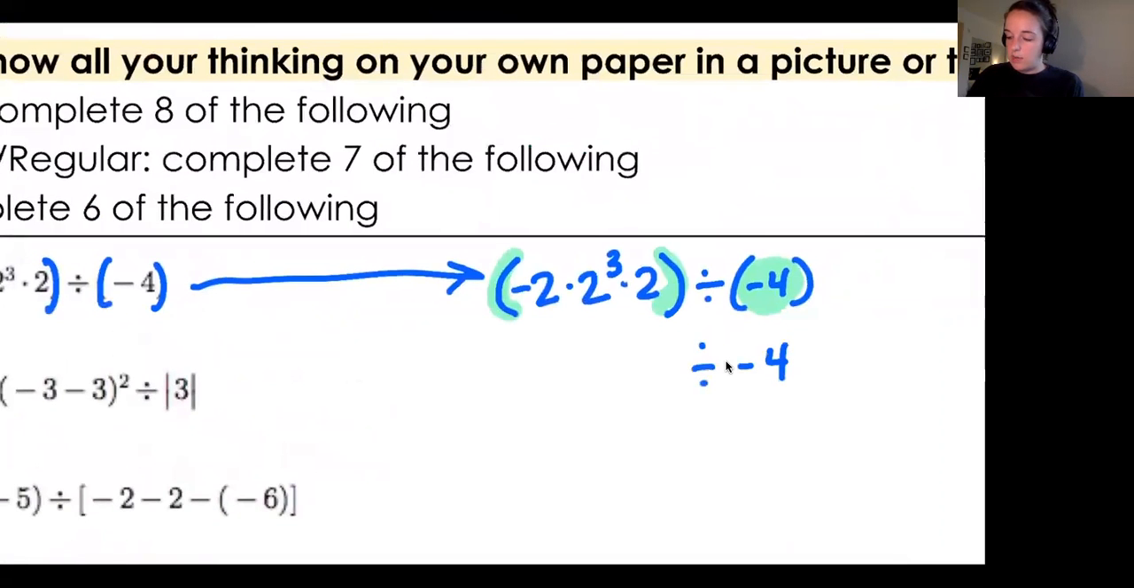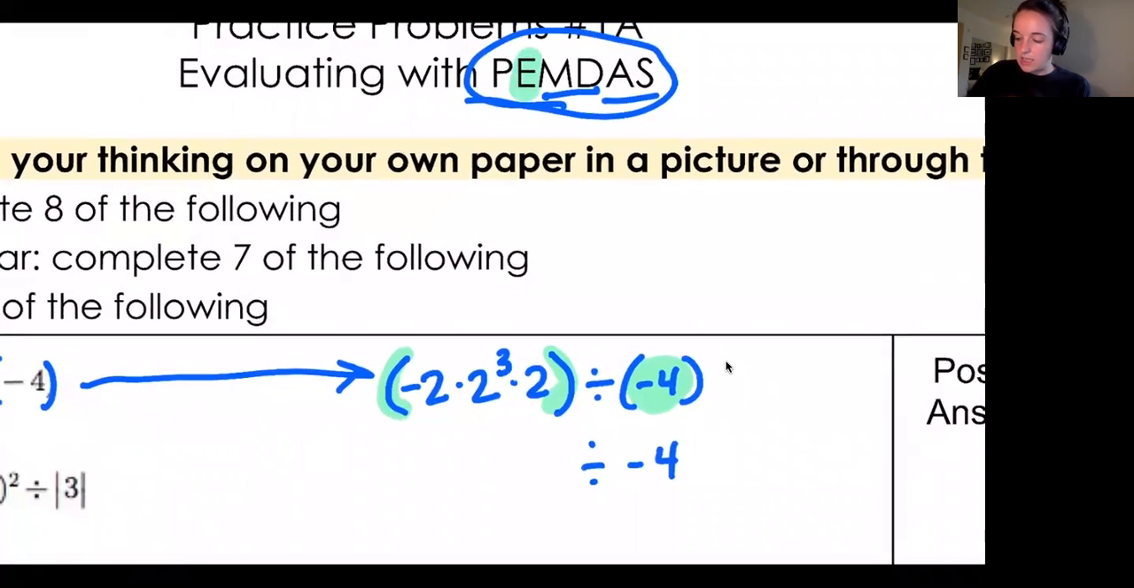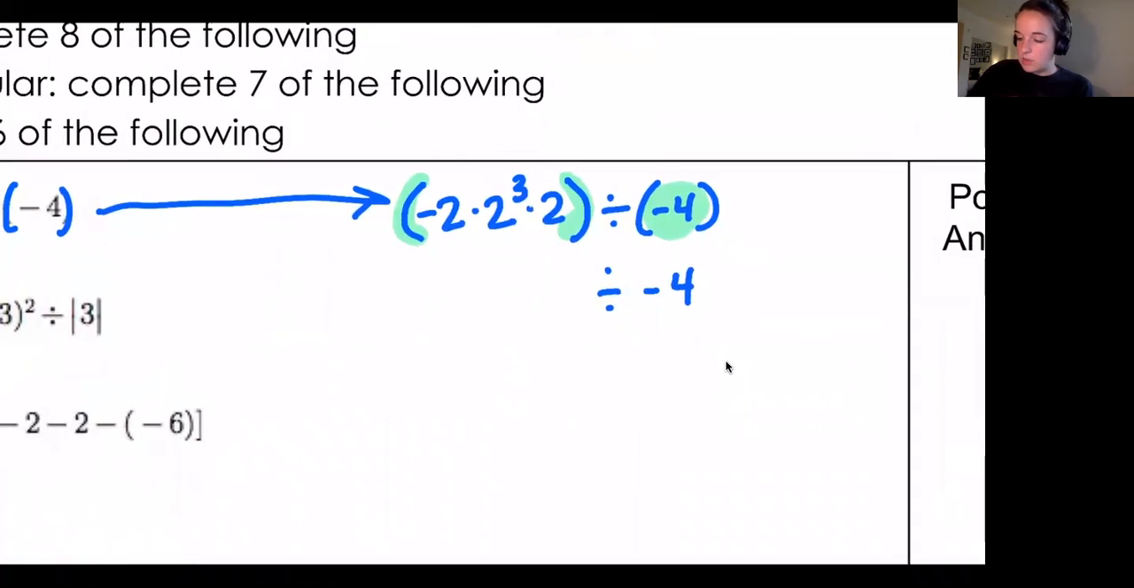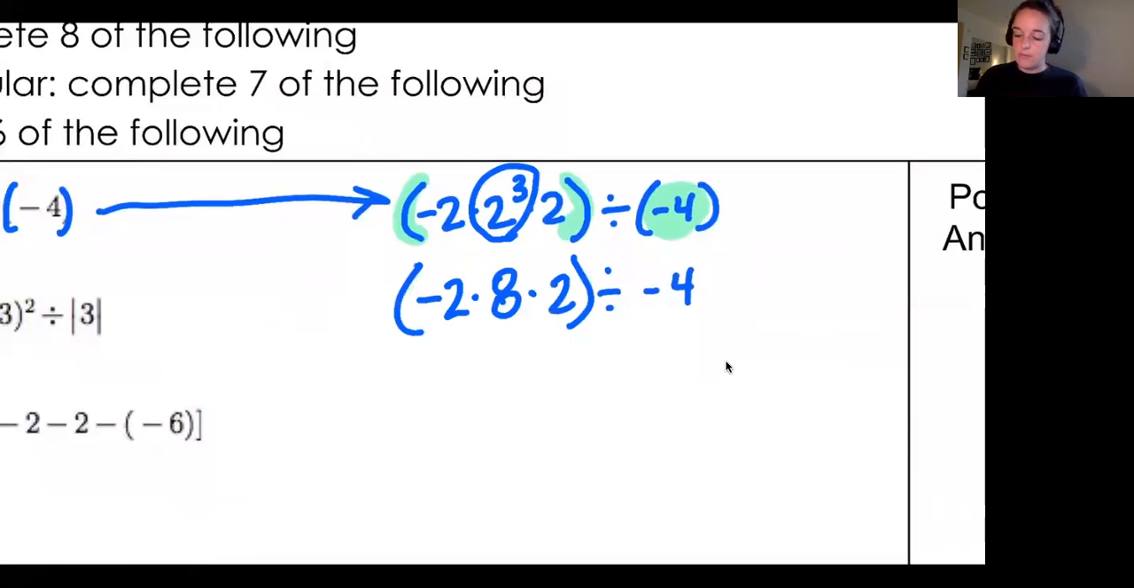So within parentheses, next I'm going to do exponents. I see an exponent here. So 2 to the third is 2 times 2 times 2. So 2 times 2 makes 4, times 2 makes 8. So 2 to the third is 8. And I still have times 2, times -2, and times 2.